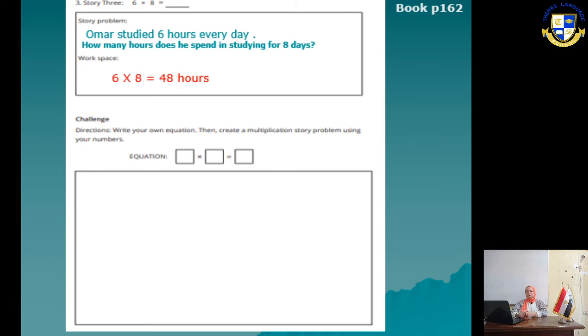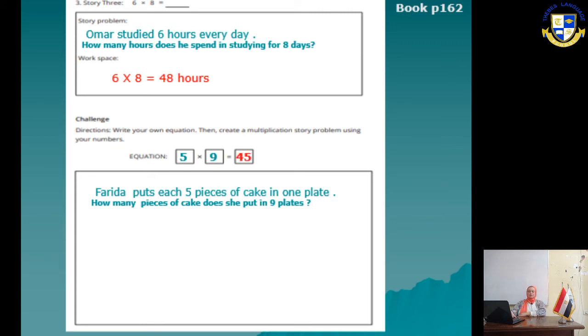In the next challenge, write your own equation, then create a multiplication story problem using your number. We are going to find the number from our mind, okay? Here we are going to say 5 times 9 equals 45. To write the story problem, we are going to say that Farida puts each 5 pieces of cake in 1 plate. How many pieces of cake does she put in 9 plates?